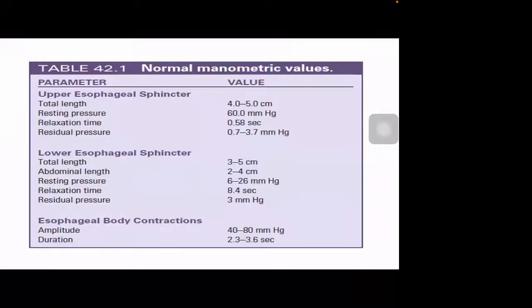Next, this table is a very important thing. You should remember some of the important numerical values here. Just concentrate on these two things. I told you there are two important sphincters in the esophagus before. One is a true anatomical sphincter, the upper esophageal sphincter, which is formed by which muscle?